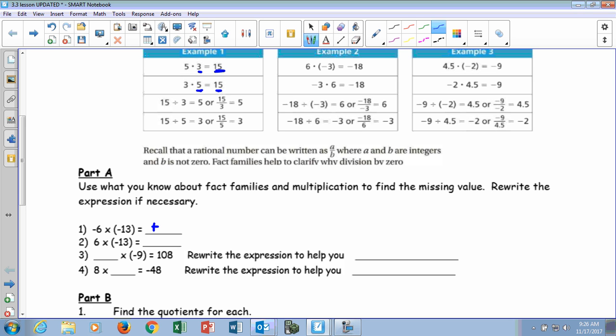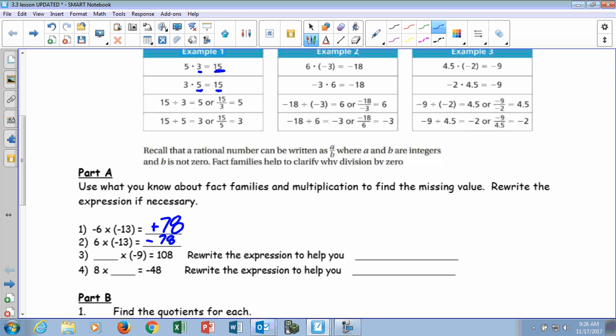And who can tell me what 6 times 13 is? Robert. 78. So this is a positive 78. Now, number 2, we have a positive times a negative. What kind of answer are we going to have when we have a positive times a negative, Braden? It's going to be a negative answer. And since we already know the answer above is 78, this is negative 78, because when you have different signs, positive and negative, your product is always negative.